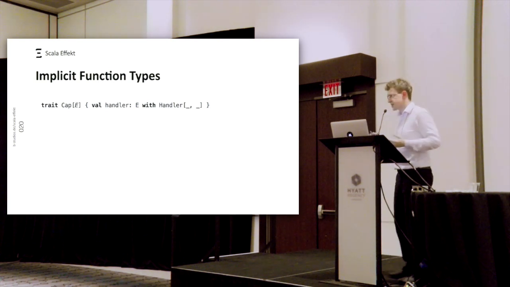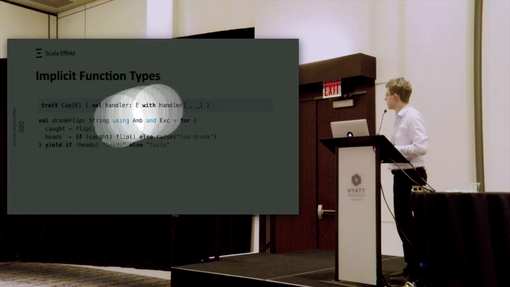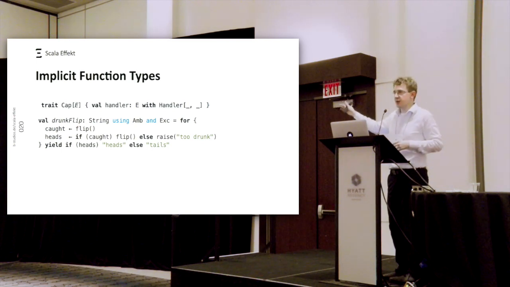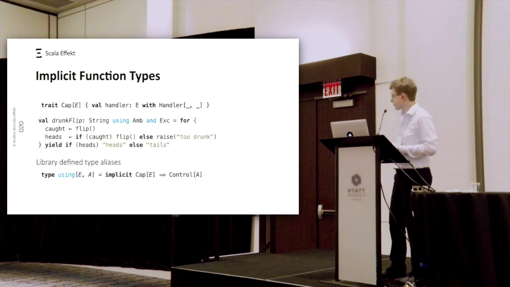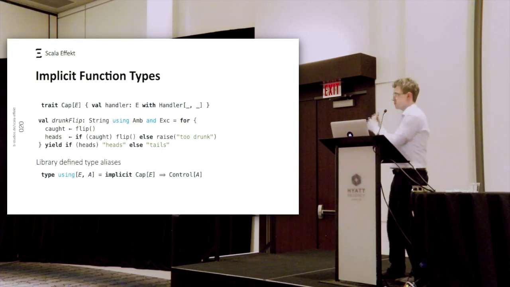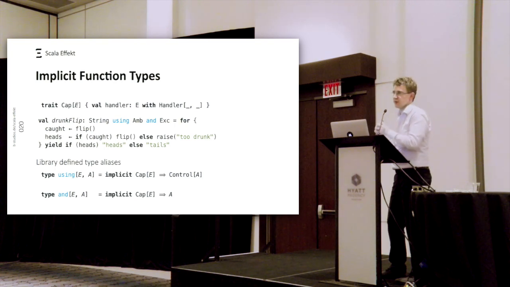Now I said they are very important, but why haven't we seen them yet? And the true story is we have, but it's a tiny bit hidden, and it's hidden in the type signature here, which looks a bit like an extension to Scala, but it's just infix type aliases. And one of them is using, and using actually is a function type. It is a function from a capability of effect signature E to something in Control[A], and the same thing for AND, but it doesn't wrap it into Control.